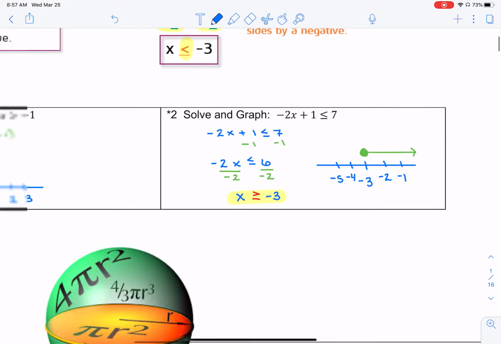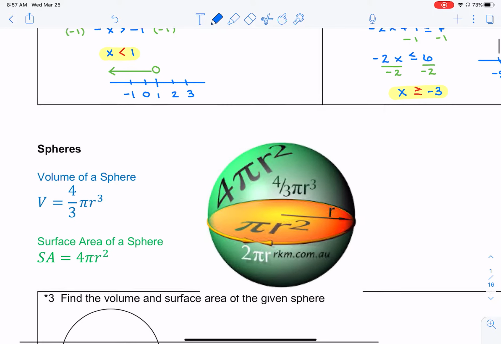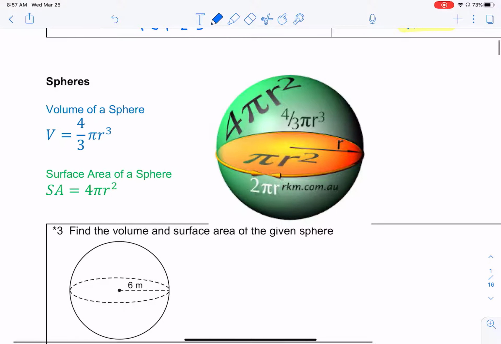Okay, there's a second topic in this lesson, and it is about spheres. A sphere is a three-dimensional circular shape, much like a marble. You're going to have two formulas today. One is the volume, which is the capacity if you were to fill up this marble with something. And the other is the surface area, which is the area all the way on the outside around the sphere.